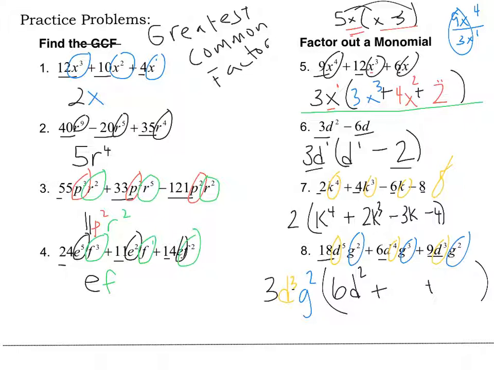The second term is going to be 2, because that's how I get a 6, d1, and then a g1. You don't need to write the 1s. And the last term is just going to be a 3, because I already have d3 and d2, and I already have d3 and g2.